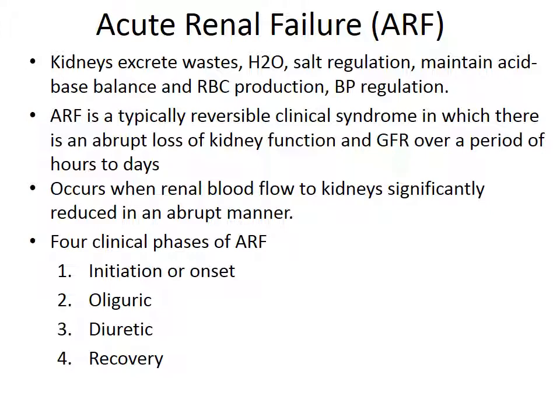Acute renal failure often occurs when renal blood flow to the kidneys is significantly reduced or altered in an abrupt manner. Some of these can be trauma and various other mechanisms that reduce the flow to the kidneys. The four clinical phases of acute renal failure include the initiation or onset phase, the oliguric phase, which is the phase where the urinary output drops, the diuretic phase, which is when the kidneys begin to recover and dump out large amounts of urine, and then the recovery phase.